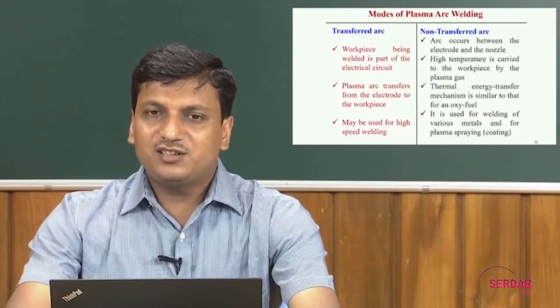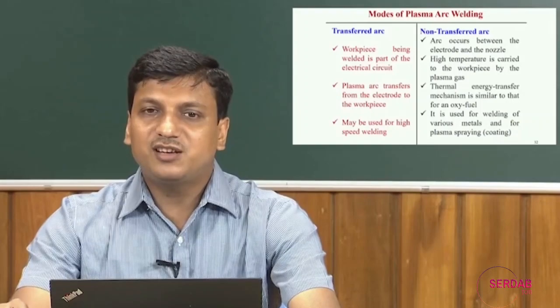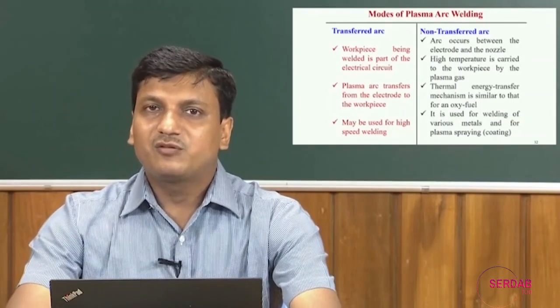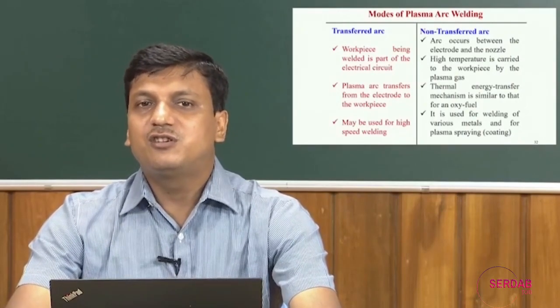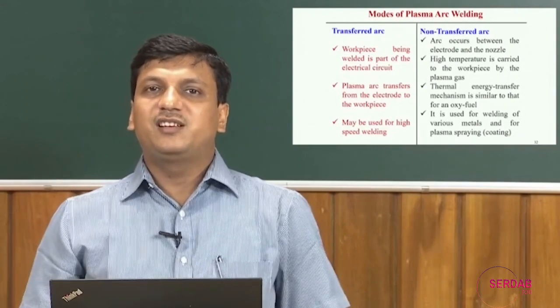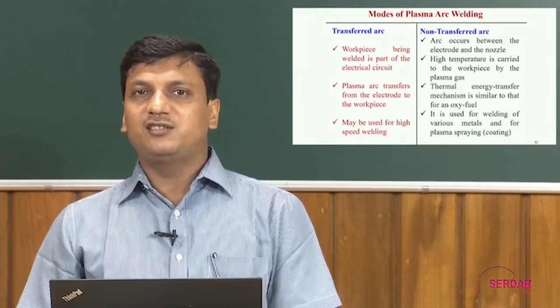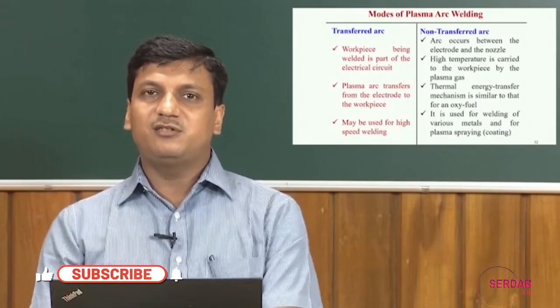Basically, the non-transferred arc can be used for welding of various materials, but it can also be used for thermal spraying or making a coating on the surface. For this, the non-transferred arc is more preferable. So, that is why this is another development of the plasma arc welding process. Using the non-transferred arc basically creates a coating process rather than a welding process.